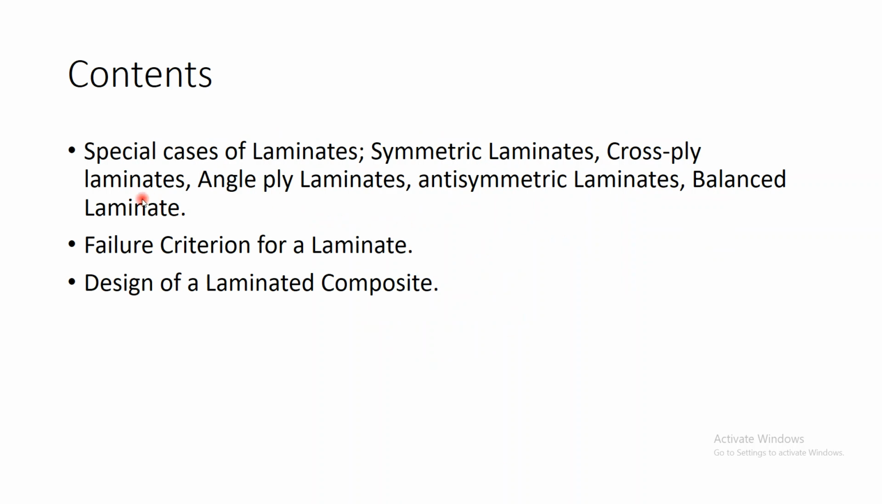If I go through the contents in your syllabus, it mentions the types of laminates, with examples like symmetric laminates, cross-ply laminates, angle-ply laminates, anti-symmetric laminates, and balanced laminates. These are all the variety of conditions where lamina orientations will inversely affect the properties of the particular lamina. That's why we need to study all these things.